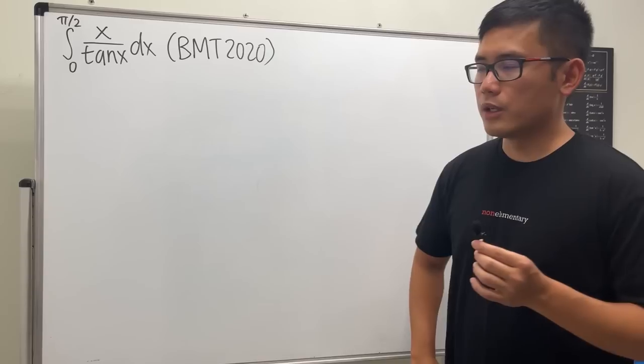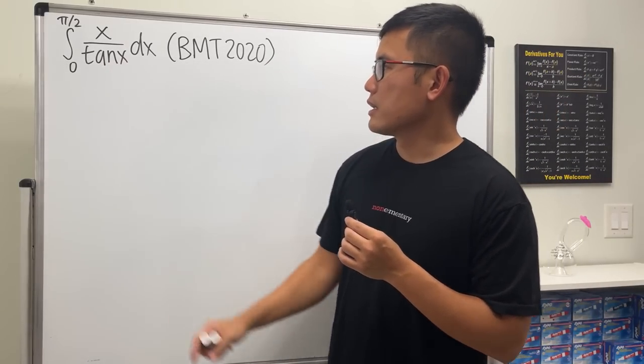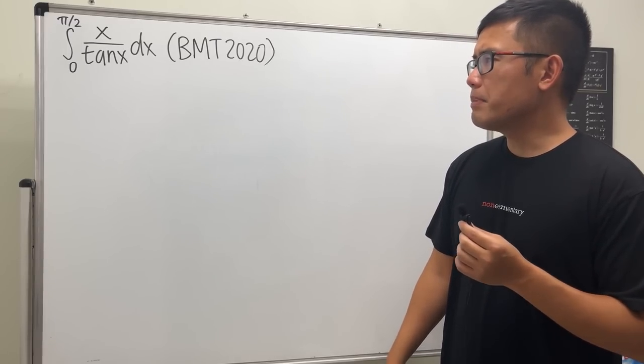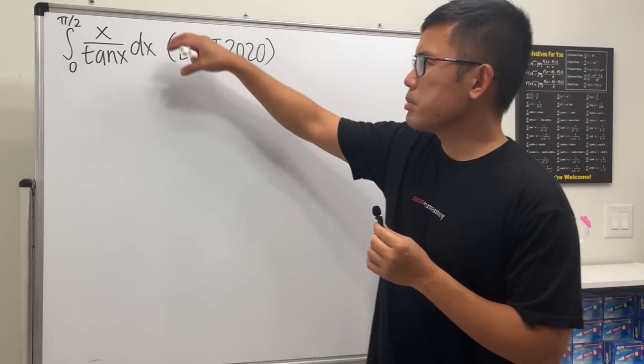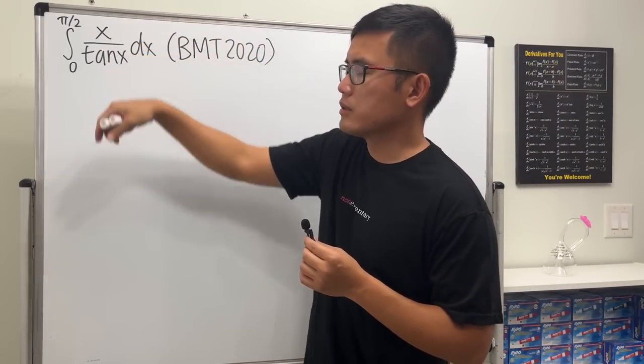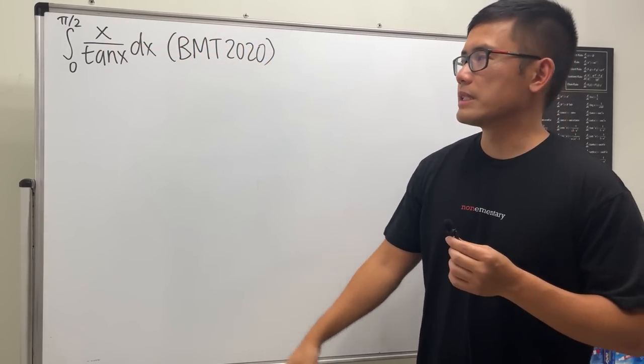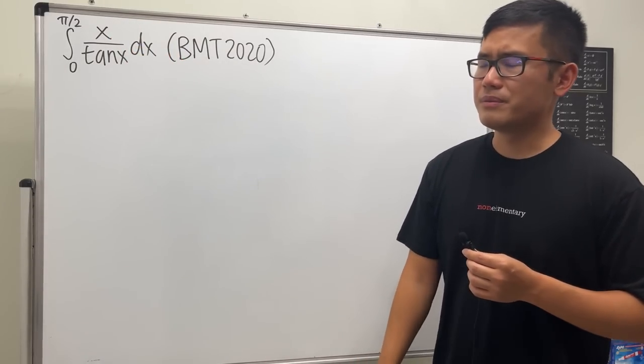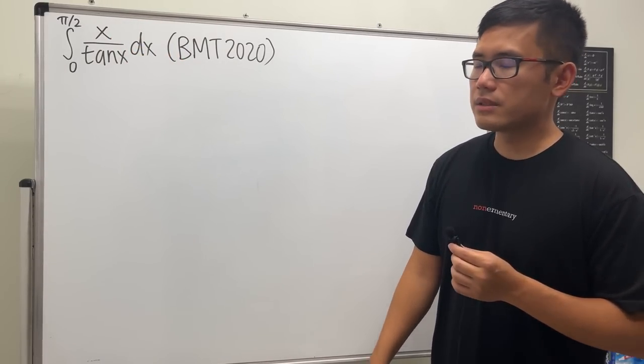So I'm pretty sure you guys can agree with me that the tangent x on the bottom is the annoying part, right? Is it possible for us to somehow multiply by a tangent x so that they can cancel each other out? Of course, I'm not saying multiply the tangent x on the top and tangent x on the bottom, no. Well, check this out.